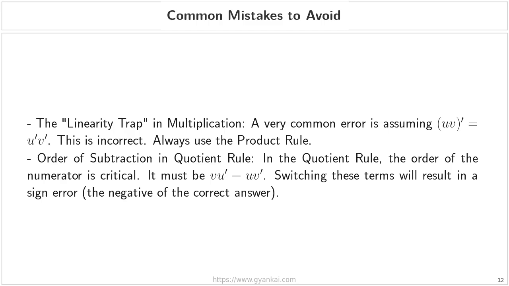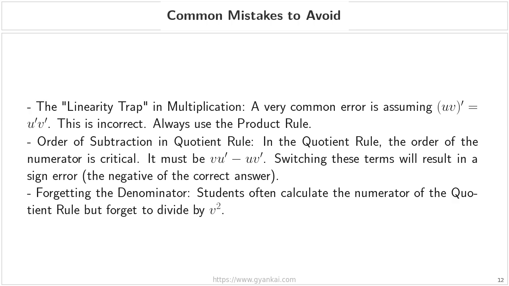Next, let's look at the quotient rule. In this rule, the order of subtraction in the numerator is absolutely critical. The formula must be v times u prime minus u times v prime. If you accidentally switch these two terms, you will end up with a sign error, meaning your entire answer will be the negative of what it should be. Always double-check that you are starting with the denominator times the derivative of the numerator.